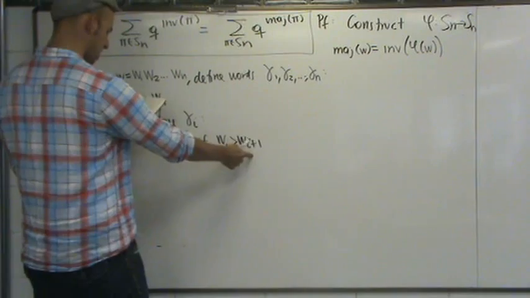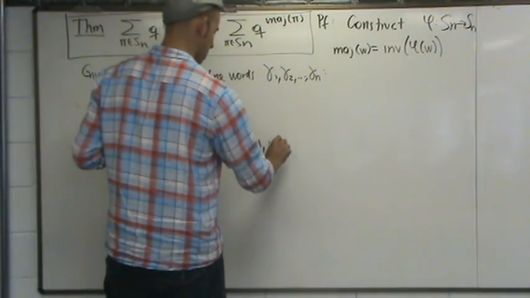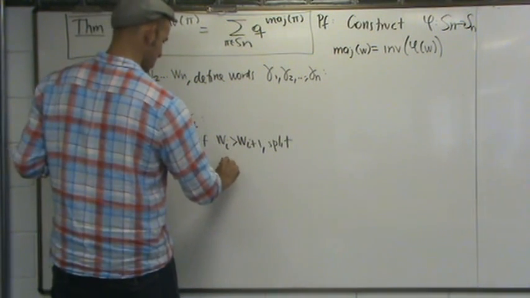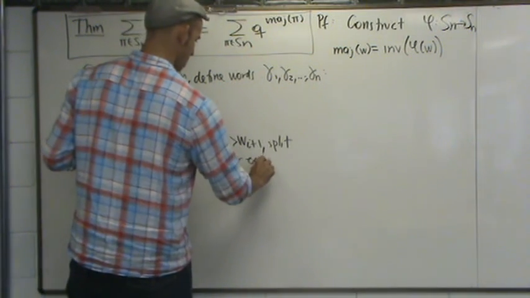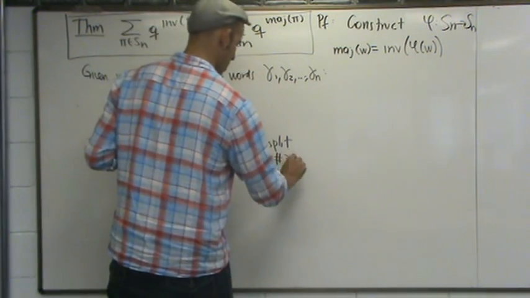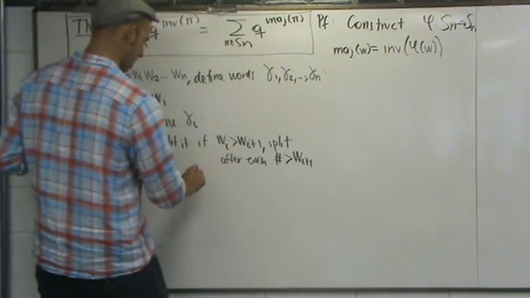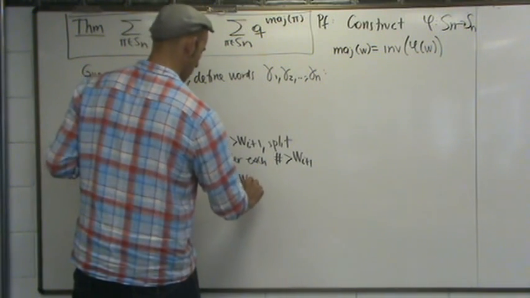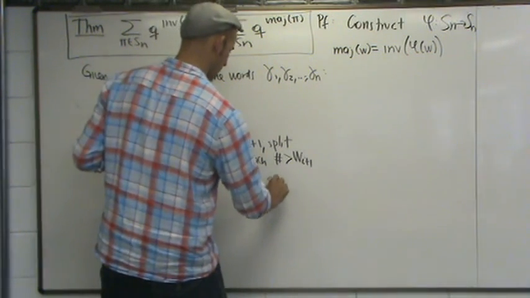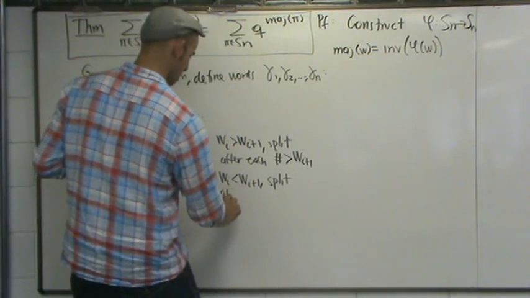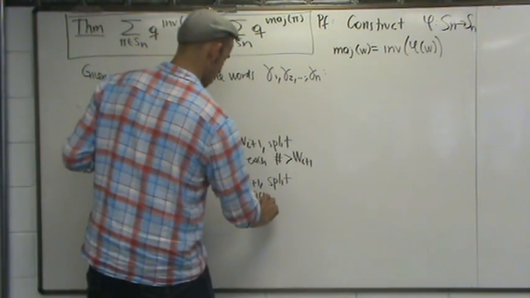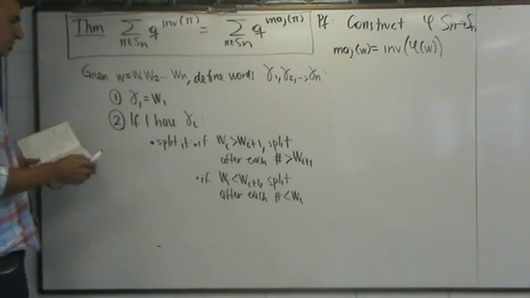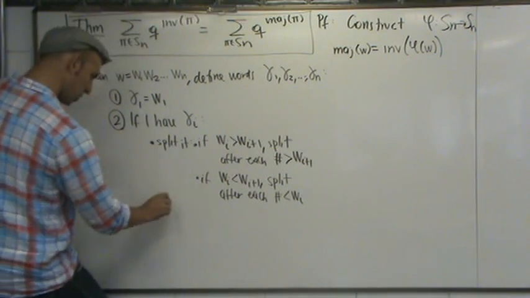So I'm going to say if Wi is bigger than Wi plus 1, split after each number bigger than Wi plus 1. And if Wi is less than Wi plus 1, then I'm going to split after each number less than Wi. Okay? Okay, we'll do this in an example in a second.